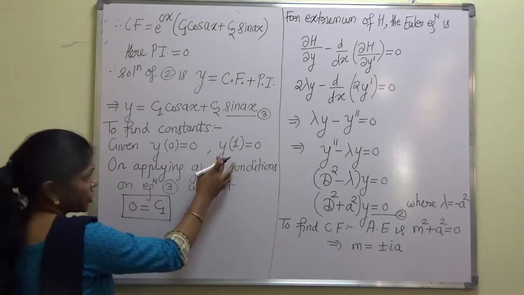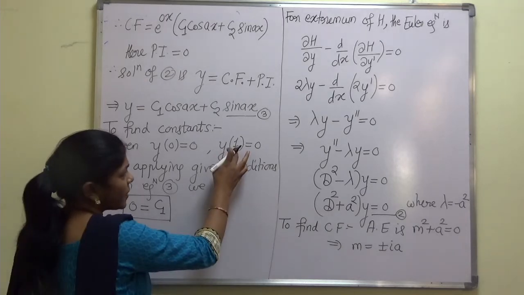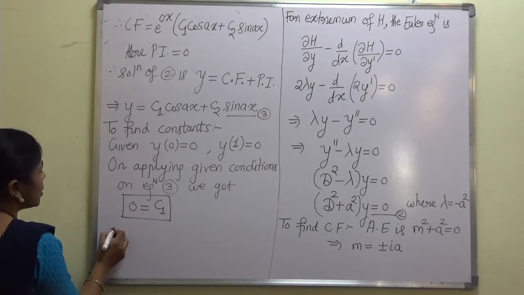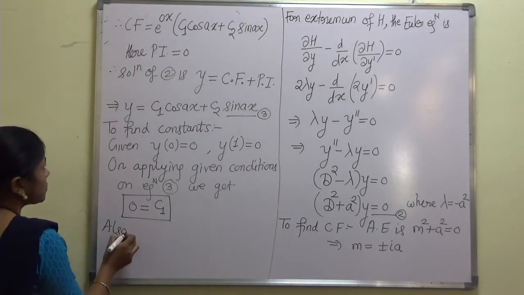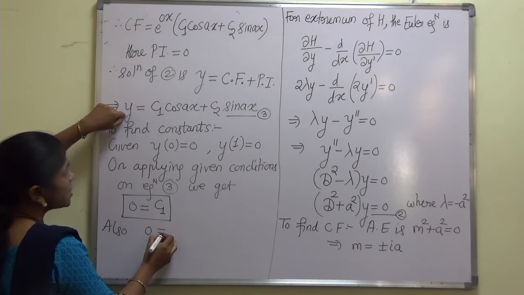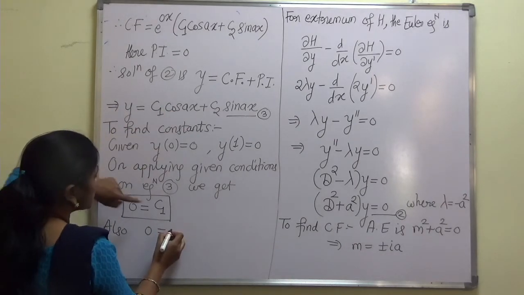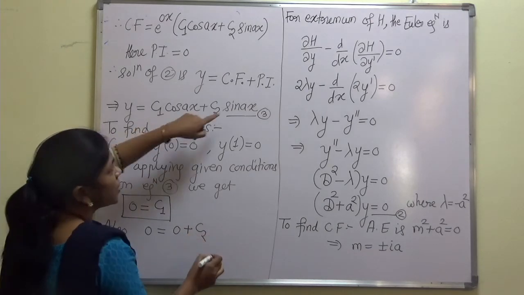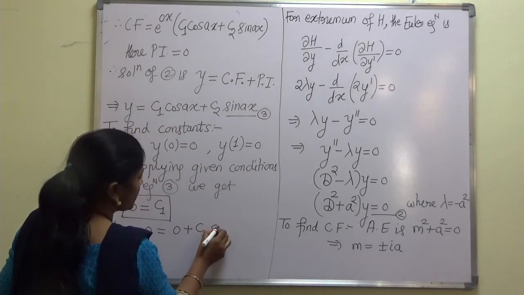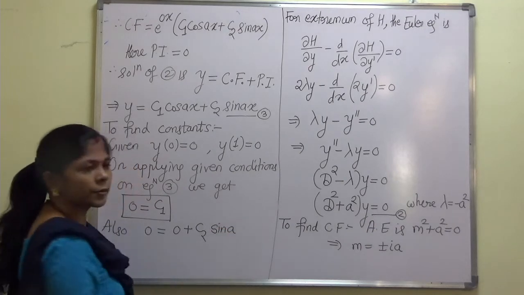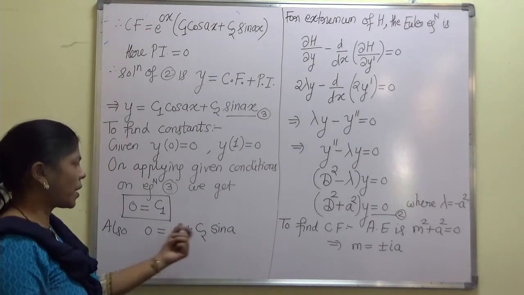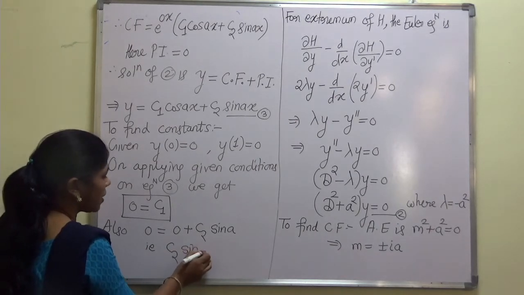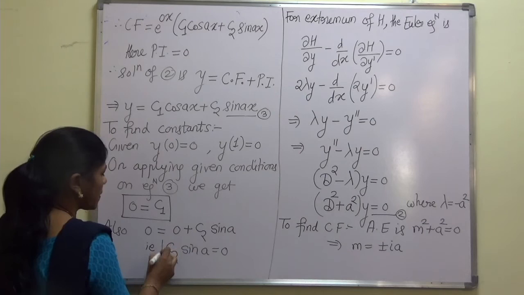Now apply the next condition. What is the next condition? x is 1, at that time y is 0. So put x as 1 over here. So y(1) is equal to, put x as 1. So c1 is 0, so already the first term vanishes, plus c2 into sin of a. Right? x is 1. So we have c2 times sin of a is equal to 0.